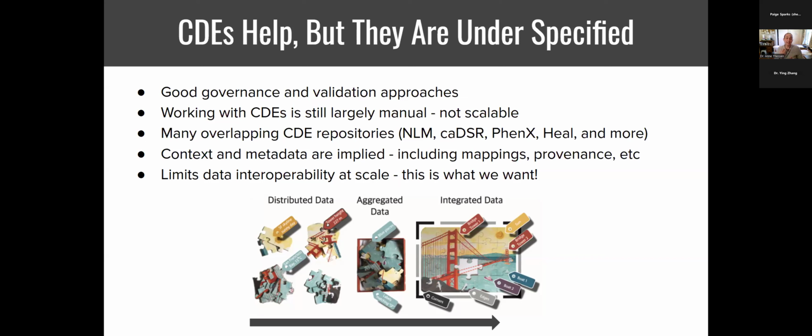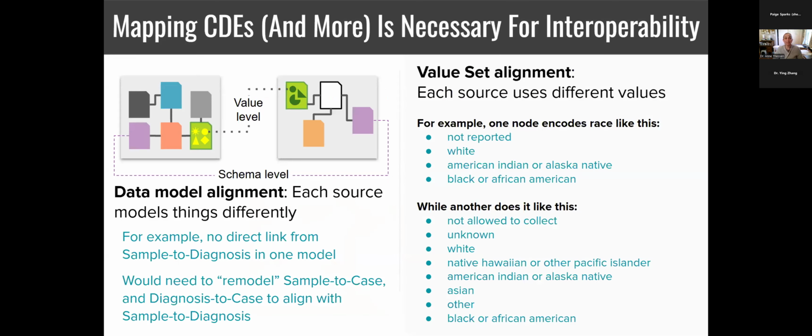And this sort of reliance on human knowledge limits data interoperability at scale, and that's exactly what we want to achieve. So we need to make all this information explicit, and mapping CDEs is necessary for this interoperability. And when you go to map something like a CDE, you have to map things on multiple levels. It's very rarely a one-to-one mapping.